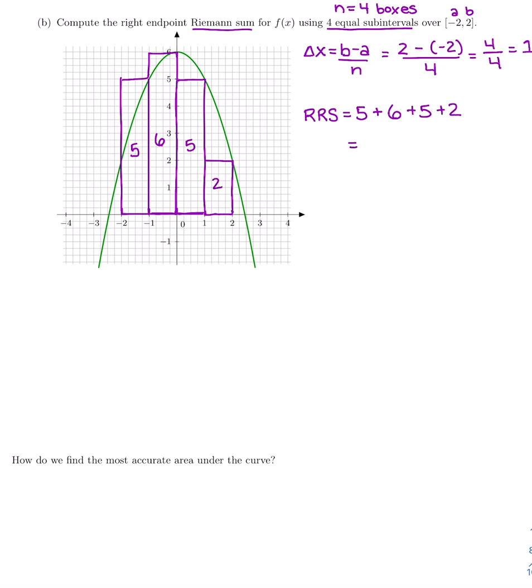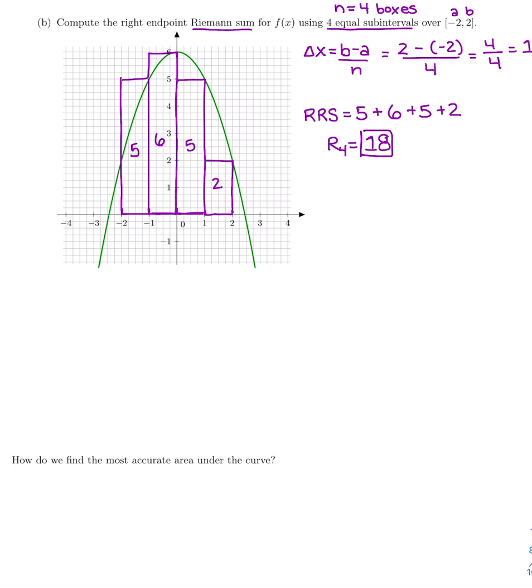So my right-hand Riemann sum with 4 boxes, we can call R or S, or another way to denote it is R sub 4. However you want to denote it. Right Riemann sum with 4 subintervals. 5 plus 5 is 10, plus 6 plus 2 is going to give me 18 for my right Riemann sum.